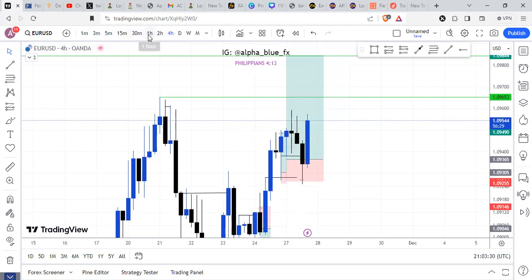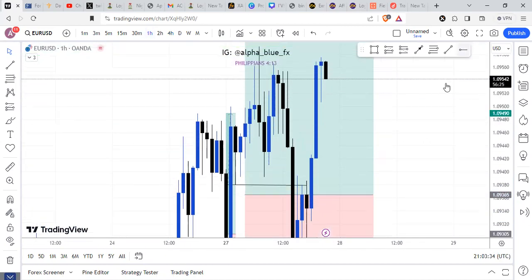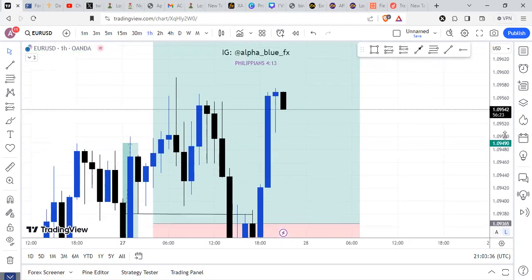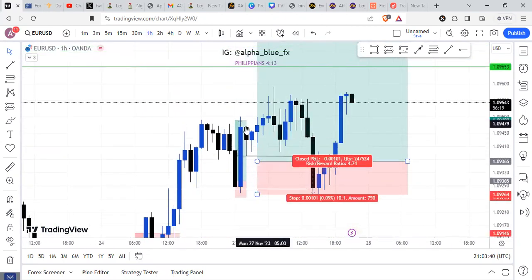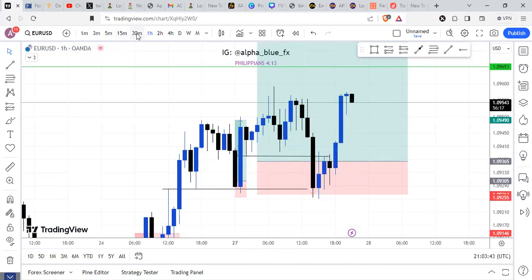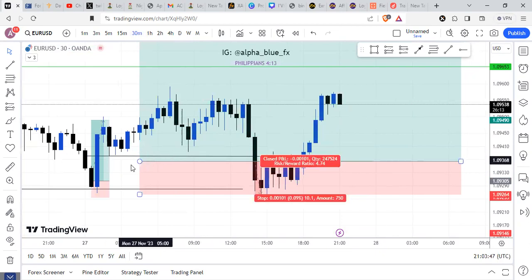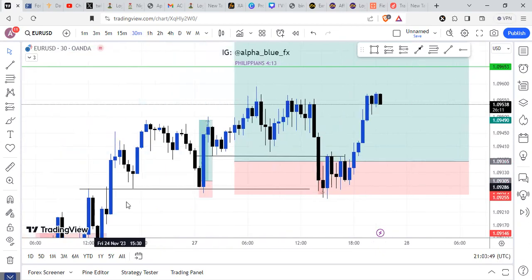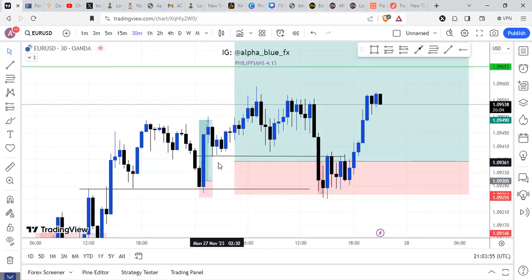So I was on the lower time frame. The first liquidity that I was looking at was actually this liquidity right here. Let me go to the 30 minutes so it's clear. Yeah, so this liquidity right here was what I was looking at because I saw this as another block and imbalance as well that price will likely come into before it pushes up, right?